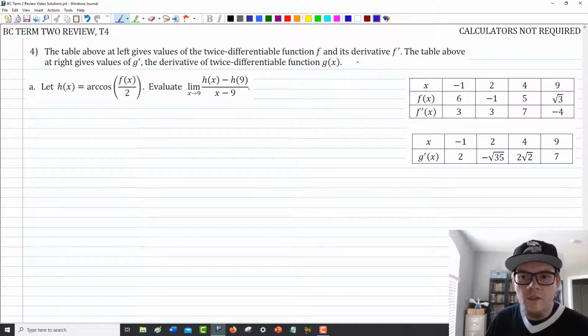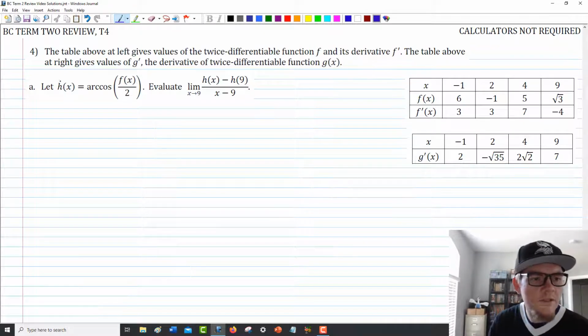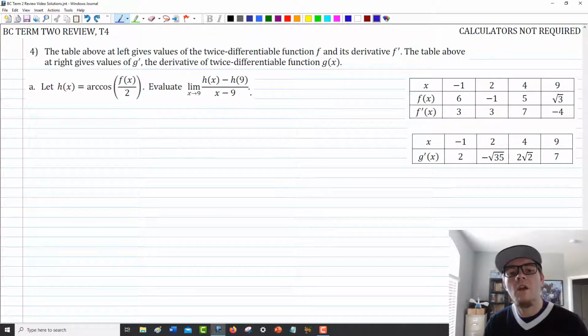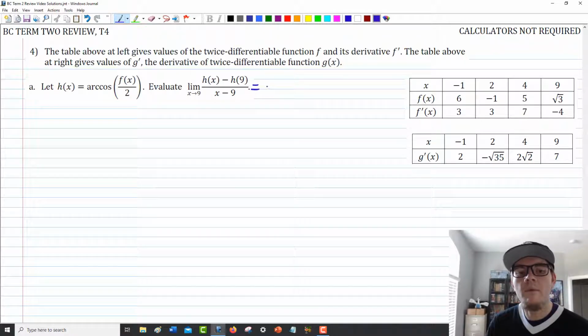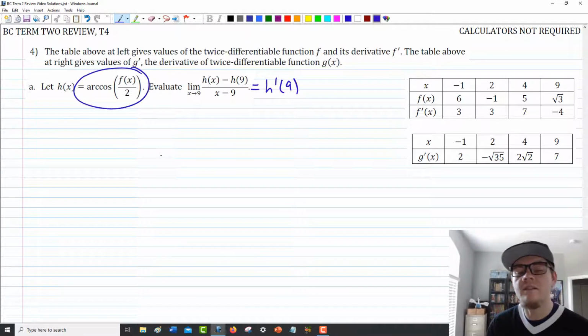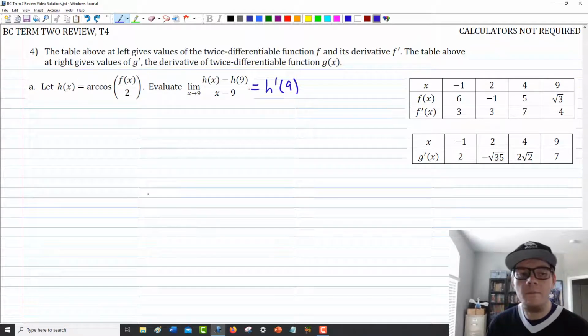Ignoring where they are, it says that both functions are twice differentiable. G prime is all we have though for g. So for the first one, it says let h of x equal arc cosine of f of x over 2. And we're supposed to evaluate this difference quotient. Well, I'll point out, as you can probably predict, that this is really just equal to h prime of 9. So this problem is going to boil down to us differentiating this arc cosine function. So let's go ahead and begin.